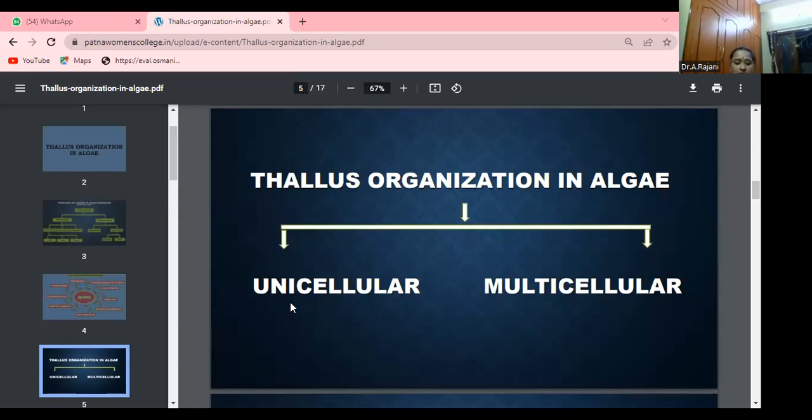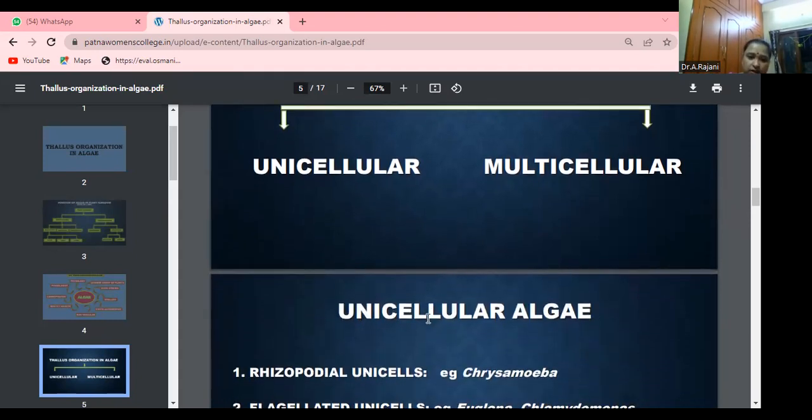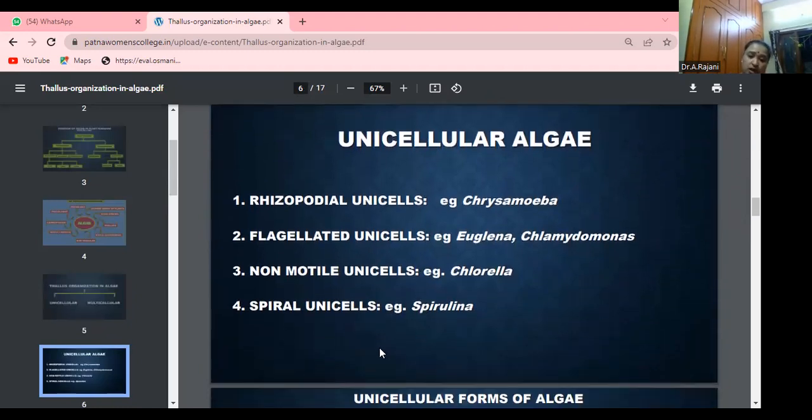The algae exhibit variation as a result of modifications or elaboration of three types. One is the unicellular form, the second one is the multicellular form, and the third is the filamentous form. This one also I will explain. What is the first, unicellular? What type of algae is there in that one? The thallus is a single cell.